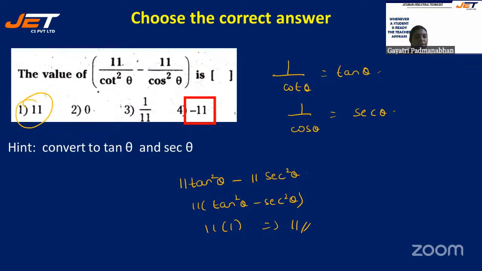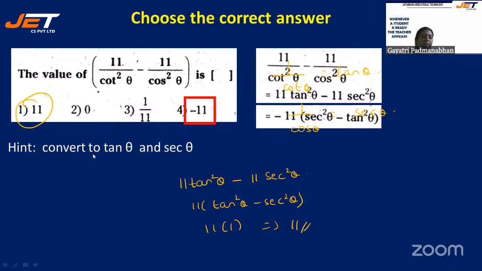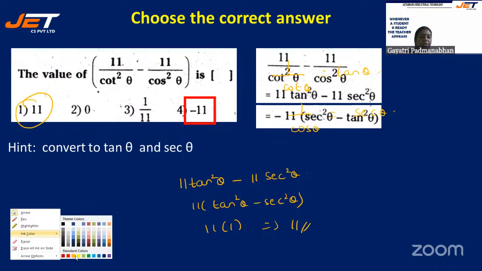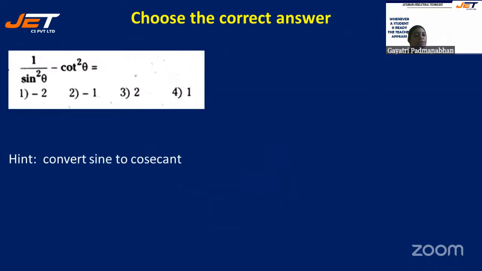Tan square theta minus secant square theta. Yes, when you take the identity secant square theta minus tan square theta is 1, isn't it? Yeah, that also we forgot. Secant square theta minus tan square theta. So when you take minus, this becomes minus and this becomes plus. So it is minus 11. Perfect, correct. Okay. All right. Now see the next question.